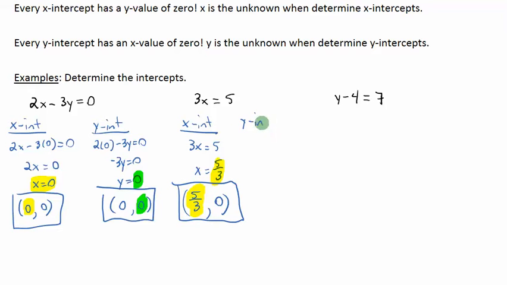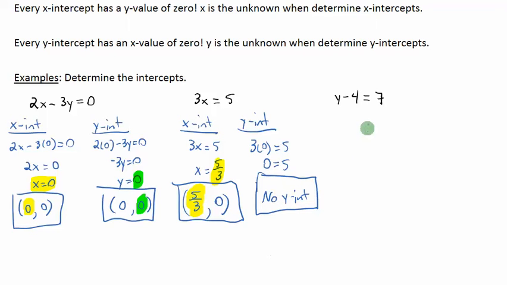If I want to figure out my y-intercept, I plug in 0 for x, and I get 3 times 0 equals 5. So I get 0 equals 5. There's nothing to solve for, right? And this is actually a false statement. So there's no way I can figure out a y value. So there is no y-intercept in this case. And we know that can happen because sometimes the line doesn't touch the y-axis.